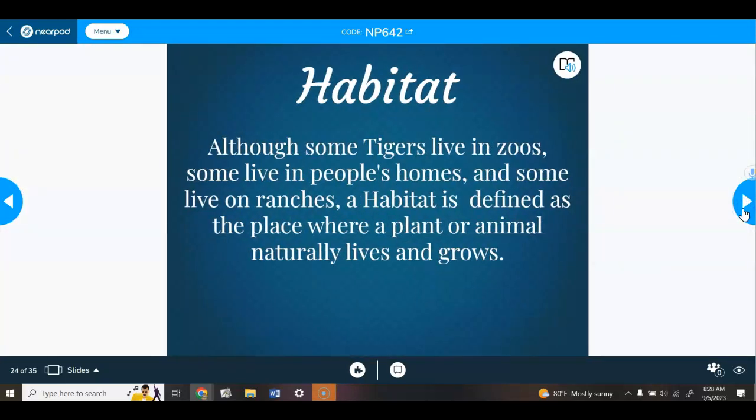Habitat is important. Habitat is the natural place. Something you can have artificial habitats like the zoo. You can end up making your house a habitat if you want to. It's not the natural habitat for an animal, but the natural place that you might see something living and growing.